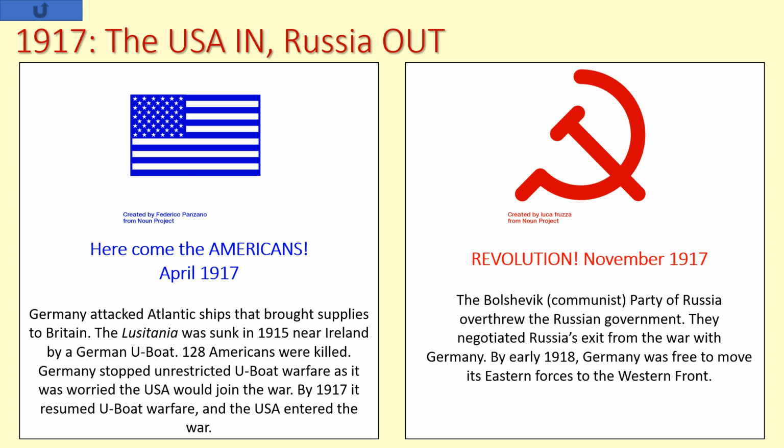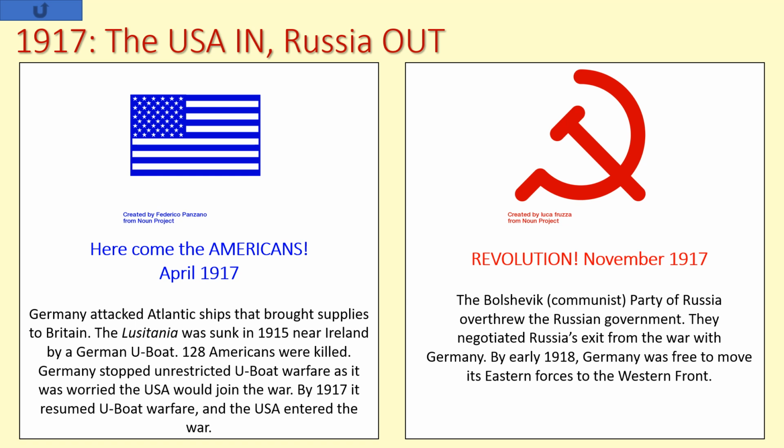From the moment of their revolution, they start negotiations with Germany on exiting the war, and by March 1918 they have agreed a peace treaty with Germany known as the Treaty of Brest-Litovsk, which sacrificed quite a lot of Russian territory to Germany.